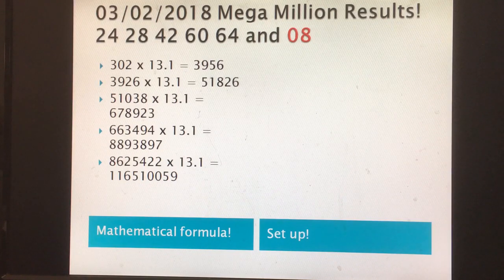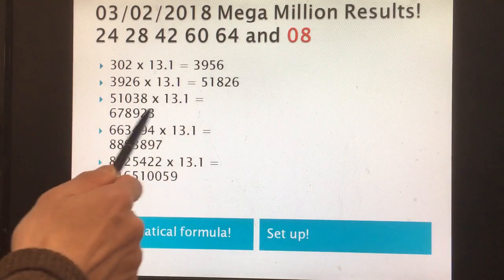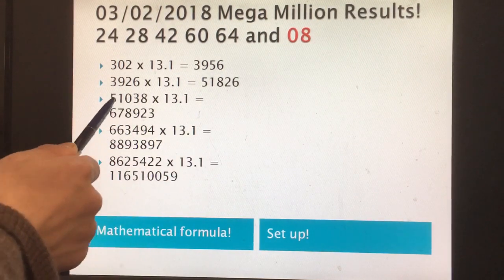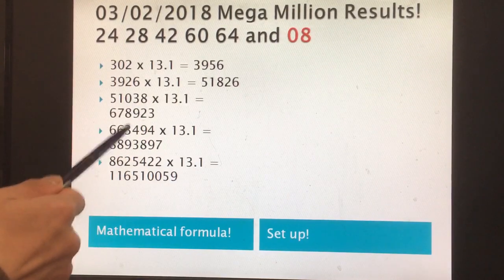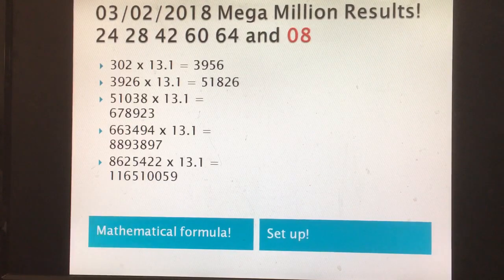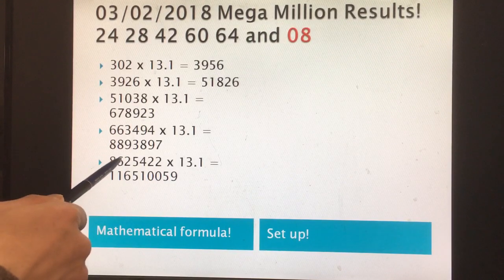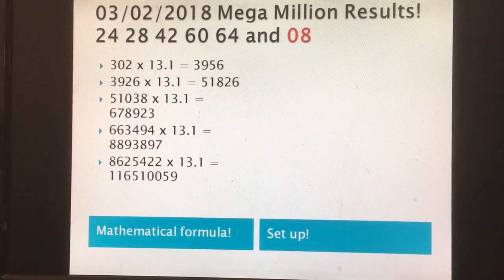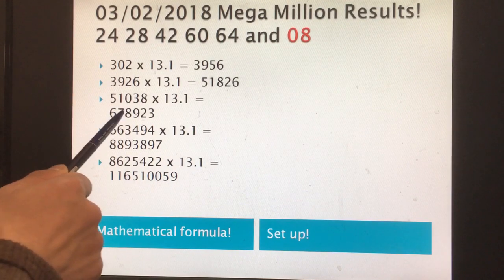And typically, only follow the results. Do not look at the 51,038, 66,494, and 86,254, 8,625,422. Do not look at all those numbers because all those numbers are from these 13. I forgot to change them, and the only numbers you look at is the results.